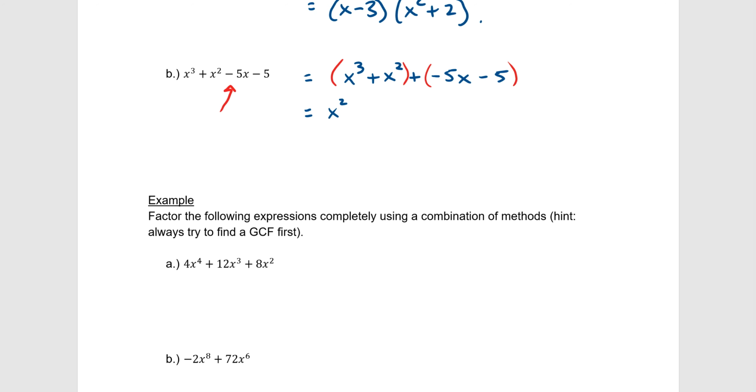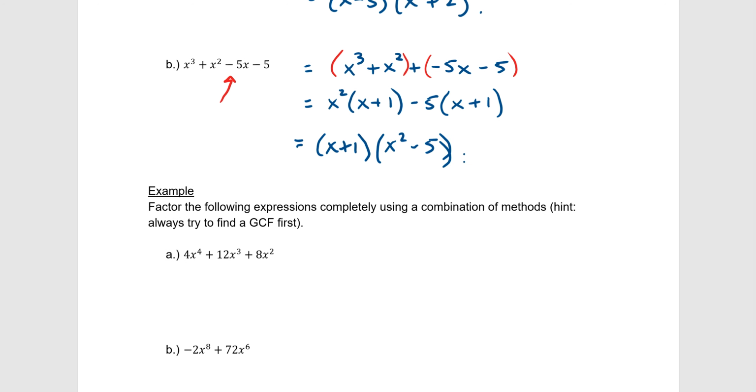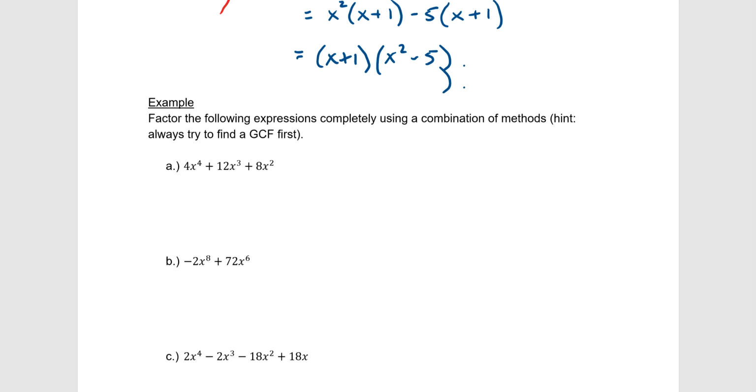Factor out the first GCF, x squared, and you're left with x plus 1. The next GCF is negative 5. When you factor out a negative 5, you're left with x plus 1. Now you can see that your big GCF is the binomial x plus 1. Factor that out, and you're left with x squared minus 5. Okay, so that is grouping. Now let's take a look at the last couple problems.